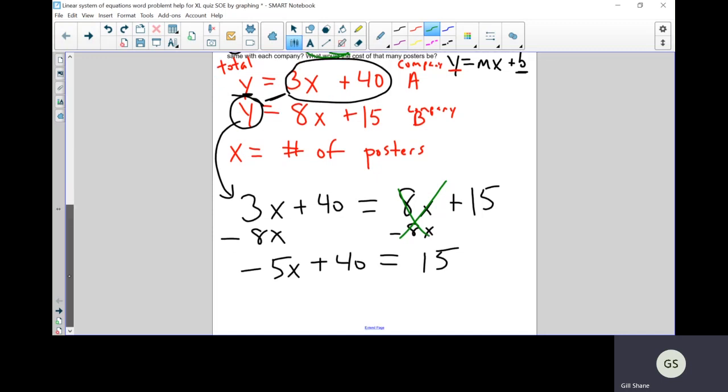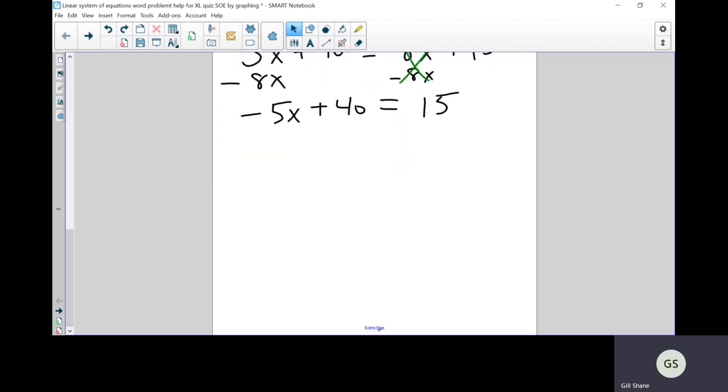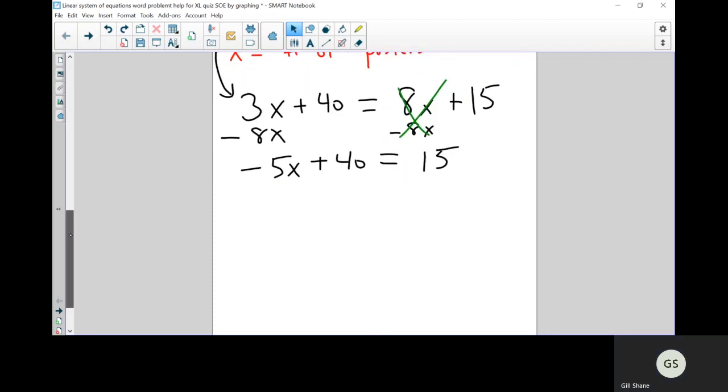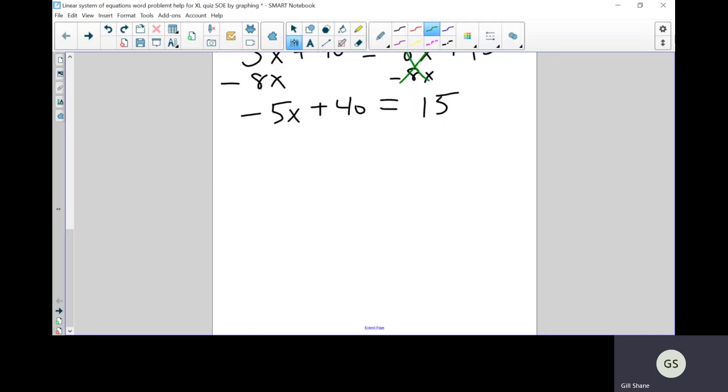So now, if I want to get this x all by itself, right here, I need to get rid of this. So I need to move all my numbers basically to the right. So if I subtract 40 there, I subtract 40 here.